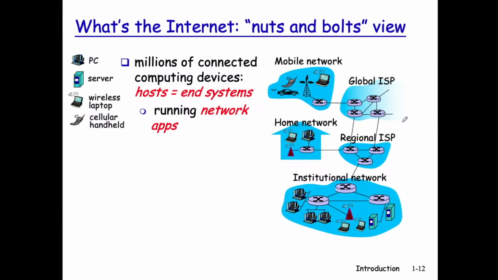Now, in a little bit more detail, let me give you the full nuts and bolts view, meaning the components. First of all, the entities we use as users are all these computing devices: PC, server, wireless laptop, smartphones. These things are called hosts, or more professionally, end systems. We don't just call them systems because there's one common feature among these hosts: they are all sitting at the very end of this huge internet. End systems, the very edge of the internet.